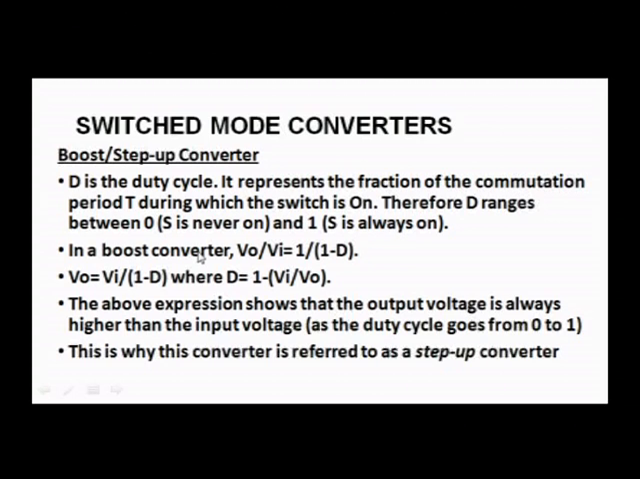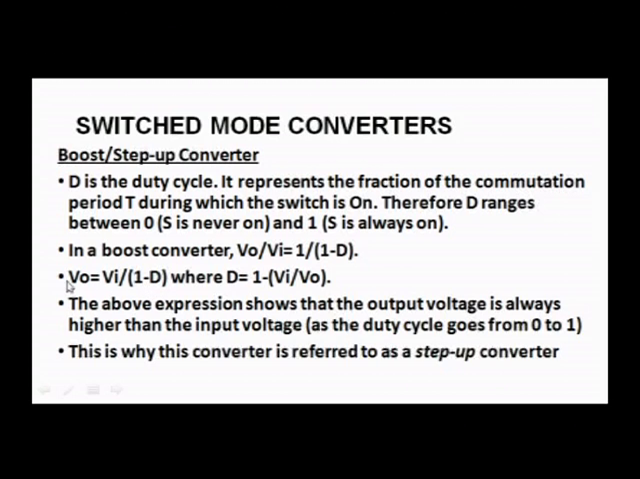In a boost converter, please see, V naught divided by Vi is 1 over 1 minus D. And V naught therefore is equal to Vi divided by 1 minus D, and D is 1 minus Vi by V naught. So, this is the formula, and in this formula please see, D is going to vary between 0 and 1. When D is 0, what happens to the denominator? It is 1 minus 0, it is 1.